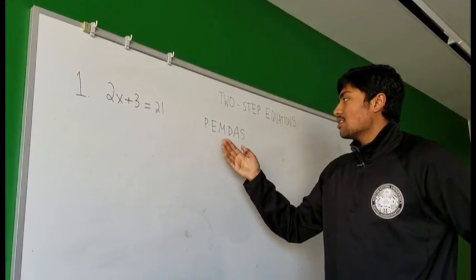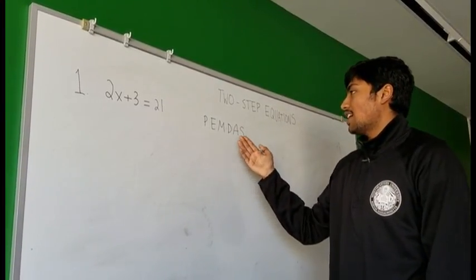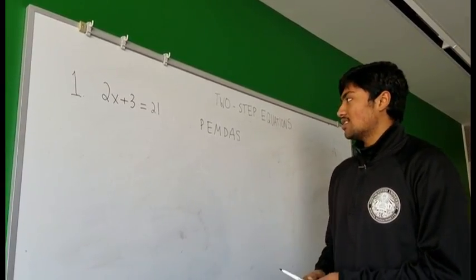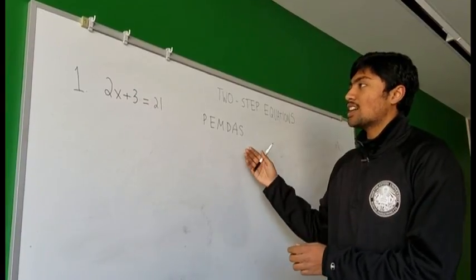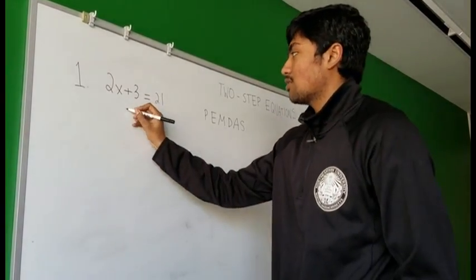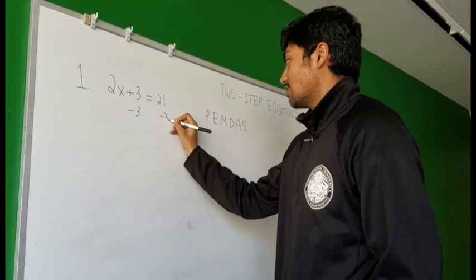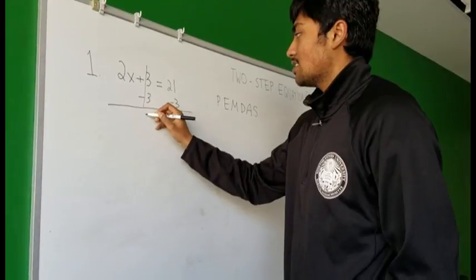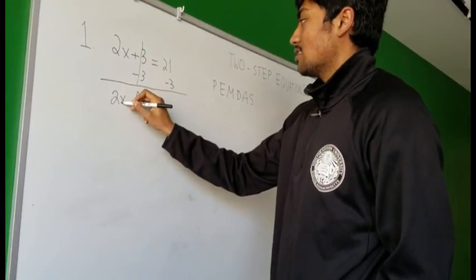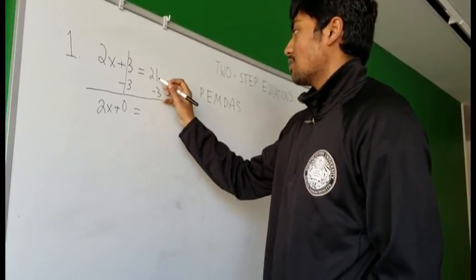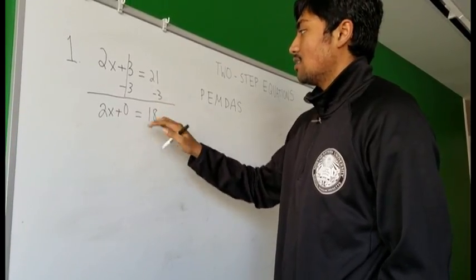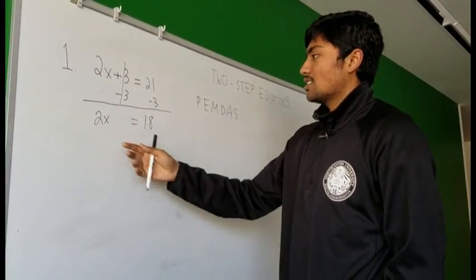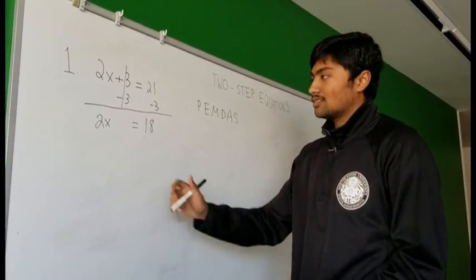So notice how the order of operations goes from P to S. However, when you're solving a two-step equation, you have to work backwards. So instead of doing subtraction last, you would do subtraction first. So let's subtract 3 from both sides. So this cancels out to 0. 2x plus 0 equals 21 minus 3, which is 18. You don't need the plus 0, so you can just erase that. And from here, you just divide both sides by 2.